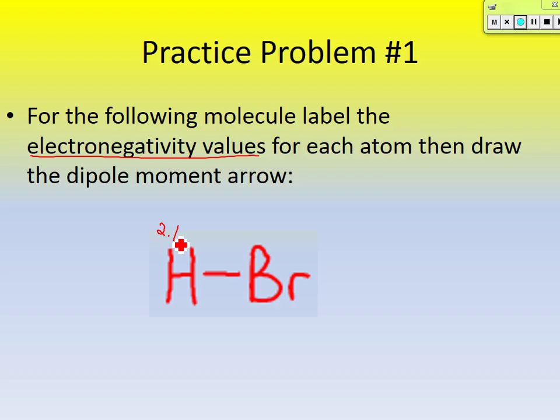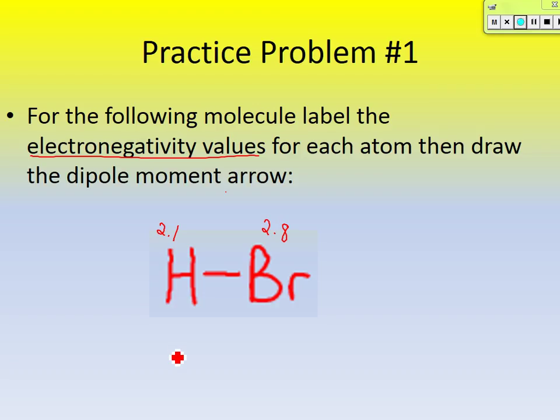What about bromine? What is it? 2.8. Now, obviously, which one's higher? The bromine is. The 2.8 is larger. So what does that mean? Is it attracting electrons more strongly or more weakly? More strong. So which side is going to be more negative? The bromine. Because electrons, which are negatively charged, are being pulled more closely to the bromine.